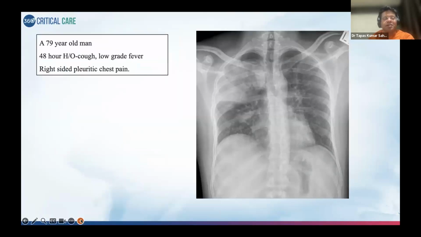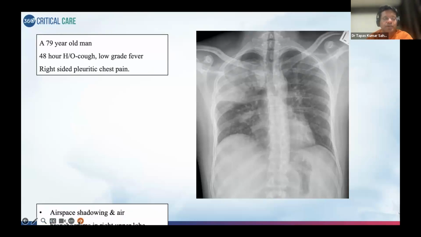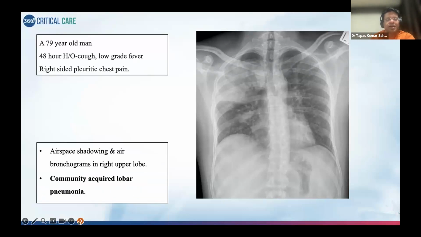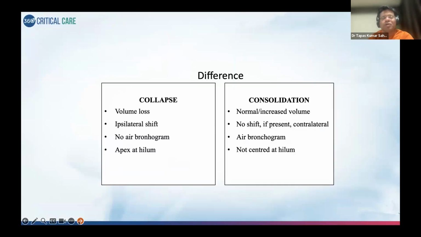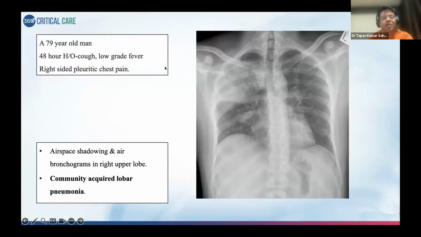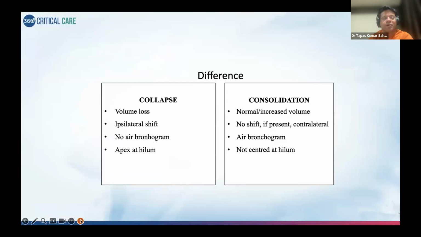A 79-year-old man with a history of cough, low grade fever, right sided pleuritic chest pain. What is the X-ray finding? Yes, right upper lobe pneumonia. Perfect. Airspace shadowing and air bronchogram in the right upper lobe, community acquired lobar pneumonia. You can frame your answers better like this.